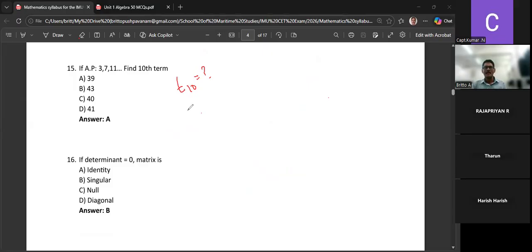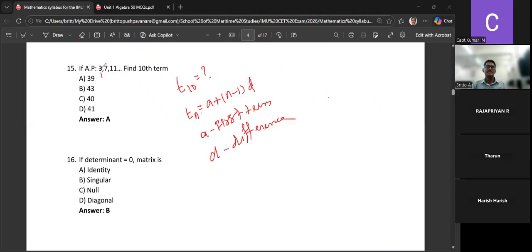I told you the formula, the nth term formula, which is A plus n minus 1 into D, where A is called the first term, and D is called the common difference. Now, you have to find the first term and common difference, then you can find the 10th term easily.